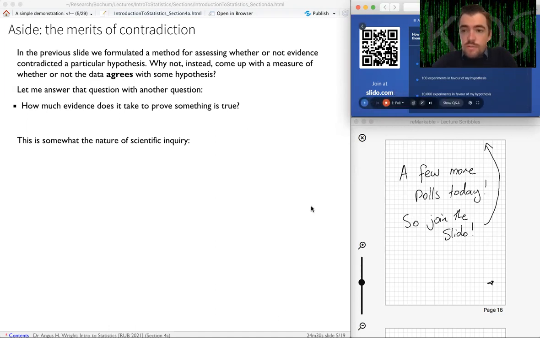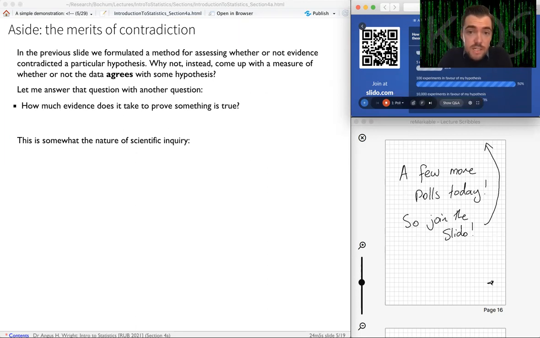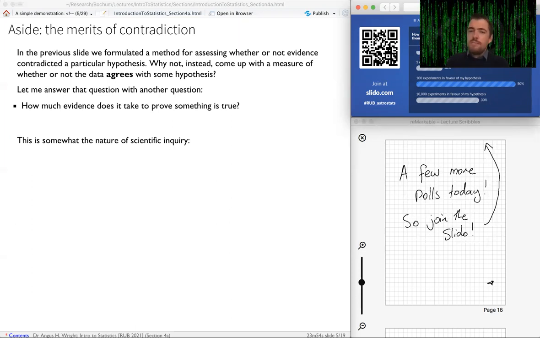All right, we've got about half the number of people there. Maybe just another minute. All right, let's have a look at the results. Okay, so quite rightly, the majority of you are landing in the many observations camp, in the sense that you need to have many experiments that agree with your hypothesis before you can prove the hypothesis is true. Interestingly, there's a peak at 100 rather than the peak at 10,000, but we'll see about that in a second.